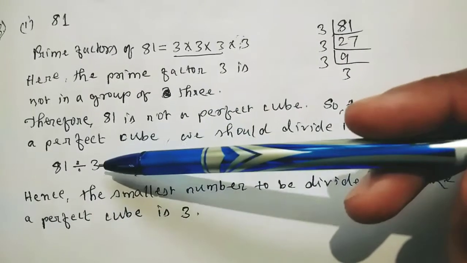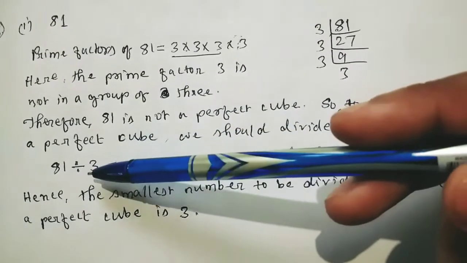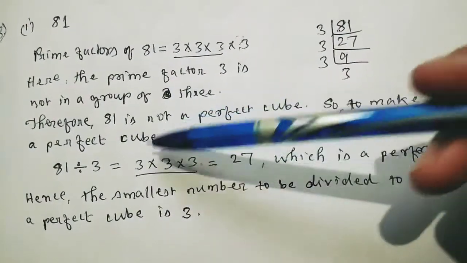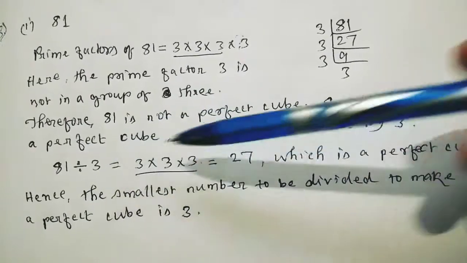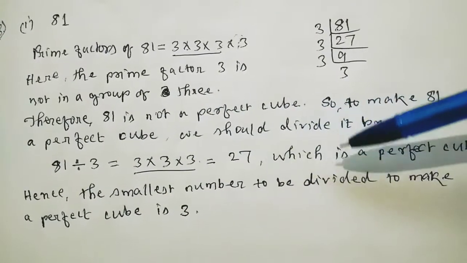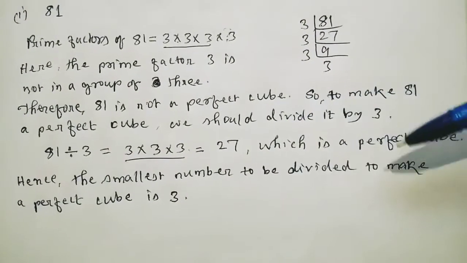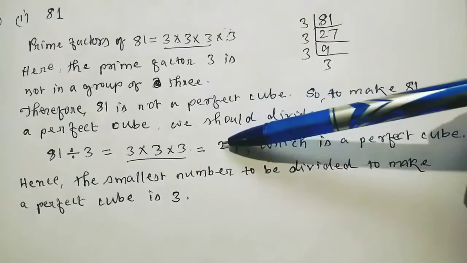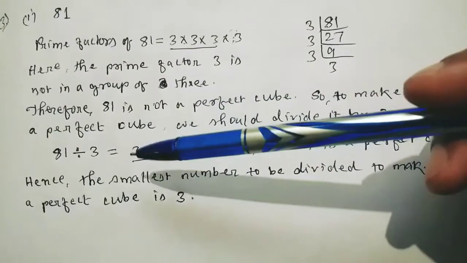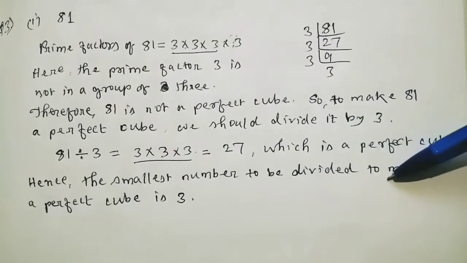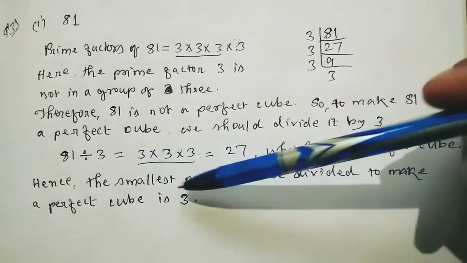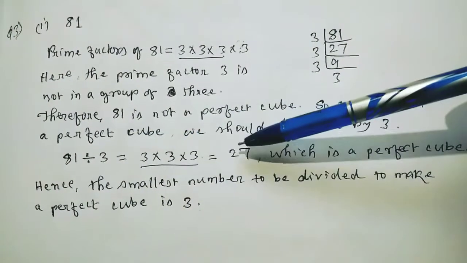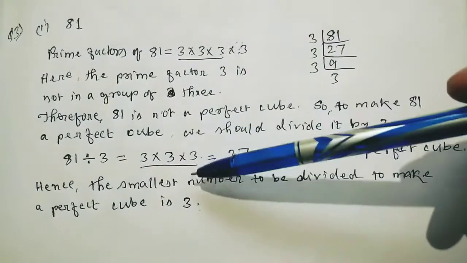So here 81 divided by 3, on both sides you have to do the division. When you divide it by 3, the 3 cancels, forming a group of 3, and 81 divided by 3 is 27. Which is a perfect cube, right? 27 is a perfect cube, because when you do the cube of 3, 3 into 3 into 3, it comes to 27. So it is a perfect cube. Hence the smallest number to be divided to make a perfect cube is 3. We have divided the number by 3, then it has become a perfect cube. So the required number is 3.